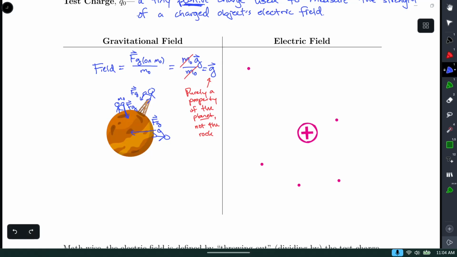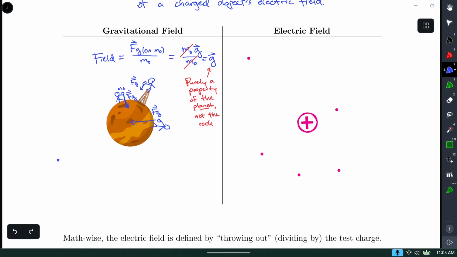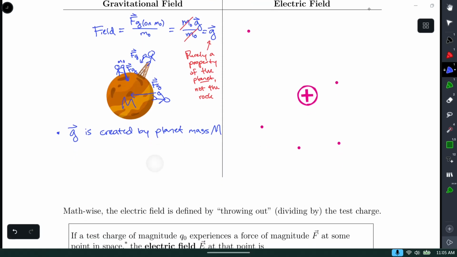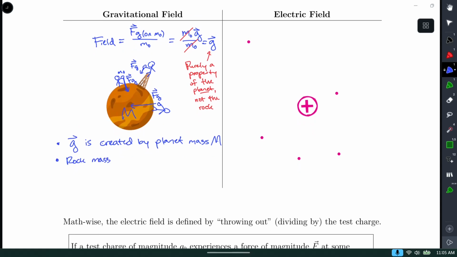And so the other thing is that g, that number we just call gravitational acceleration, is actually what we call the gravitational field of the planet. So our conclusion is g is something that's created by the planet itself, and in particular the planet's mass, which I'll use, say, big M for. It's something that's only going to change if I go to a different planet or I go to a different part of this planet where there's a lot more mass concentrated. The rock mass is just used to test g.